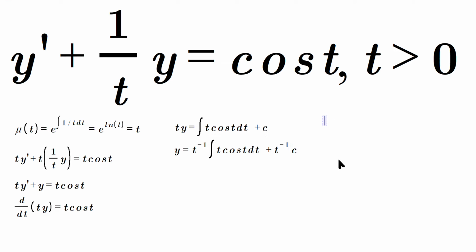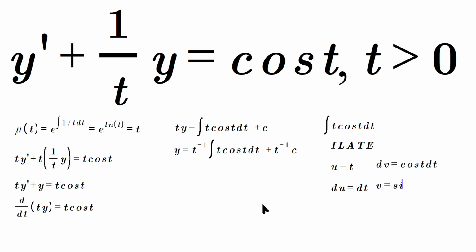Anti-differentiating t cosine t, let's do that. So t cosine t is a product of two functions, t and cosine t. So you can use parts, which means you're going to use isolate. So in this case, no inverse, no logarithmic, but an algebraic one. So you can set u equal to t. That means du is equal to dt. You can set, let's see, dv equal to cosine t dt. That means after anti-differentiating that part, you're going to have that v is equal to sine of t.